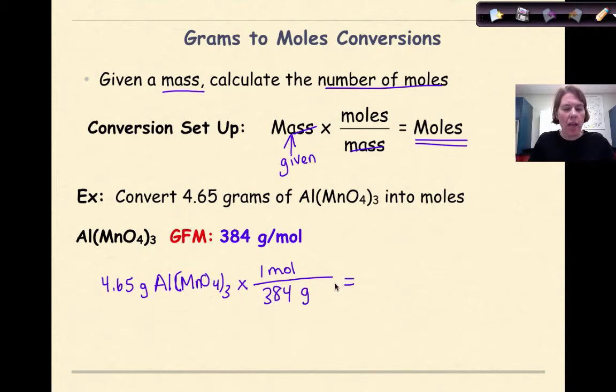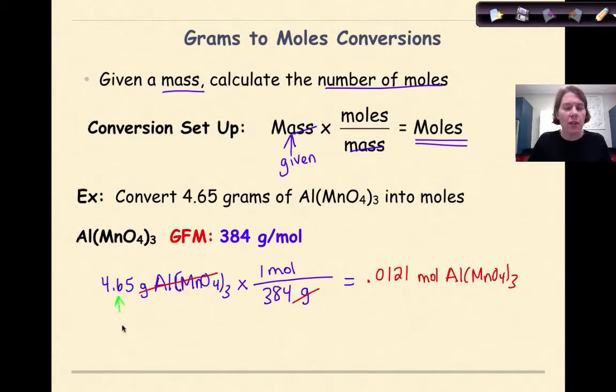Now I know that I have done this correctly if grams cancels grams. So I'm going to multiply, then divide. Multiply across, divide down. So 4.65 times 1 divided by 384 is going to give me 0.0120 moles of AlMnO43. Now, when we talk about how many decimal places to go to at the end, you always go back to your number that's given to you.